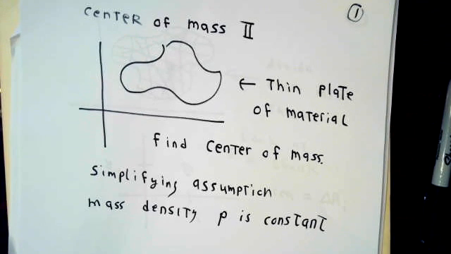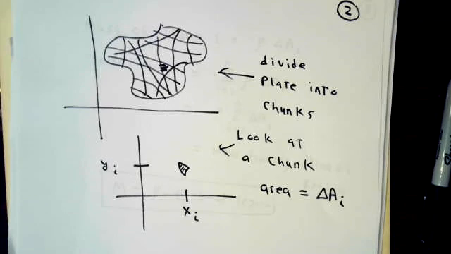As a simplifying assumption, we assume that the mass density, which we'll call rho, is a constant. We will get away from this in Calculus 3 when we study multiple integration. In general, the pattern that we're going to follow is the same pattern that we've done before. We'll take the planar lamina and chop it up into a bunch of much smaller pieces. I'm going to look at one of these chunks.